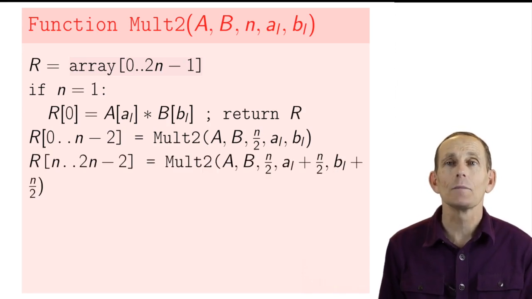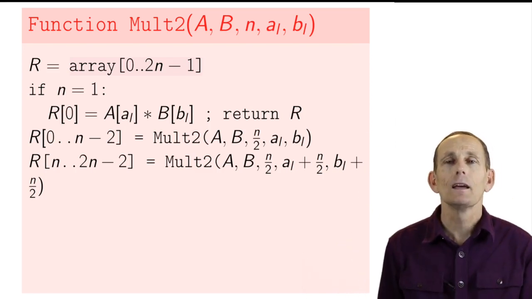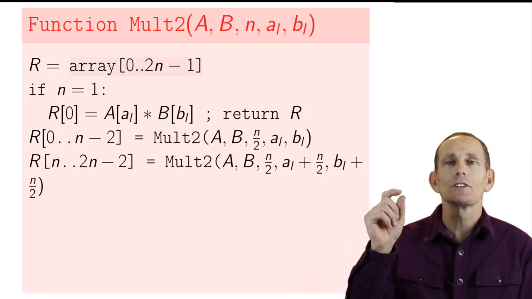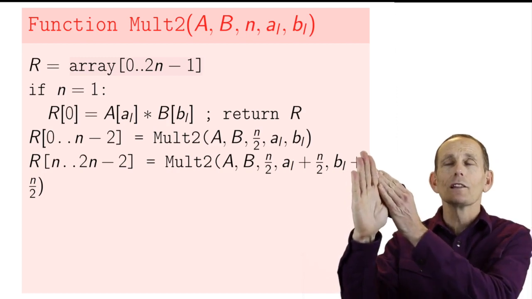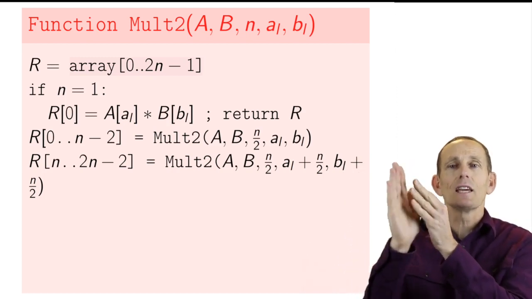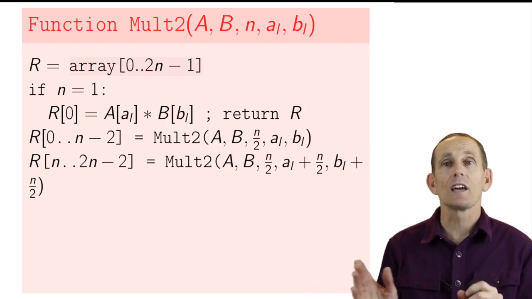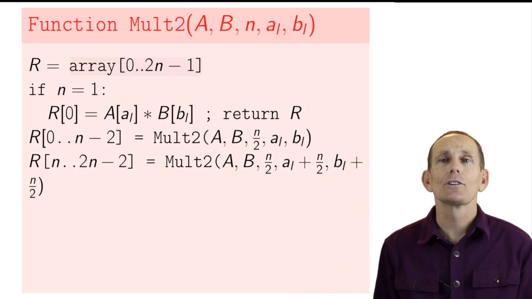Then we're going to do something similar where we take the upper halves of each of a and b. So again, the problem size becomes n over 2, but now we're moving the low coefficient we're interested in from a sub l to a sub l plus n over 2, and b sub l to b sub l plus n over 2. And we're going to assign those to the high coefficients in our result.